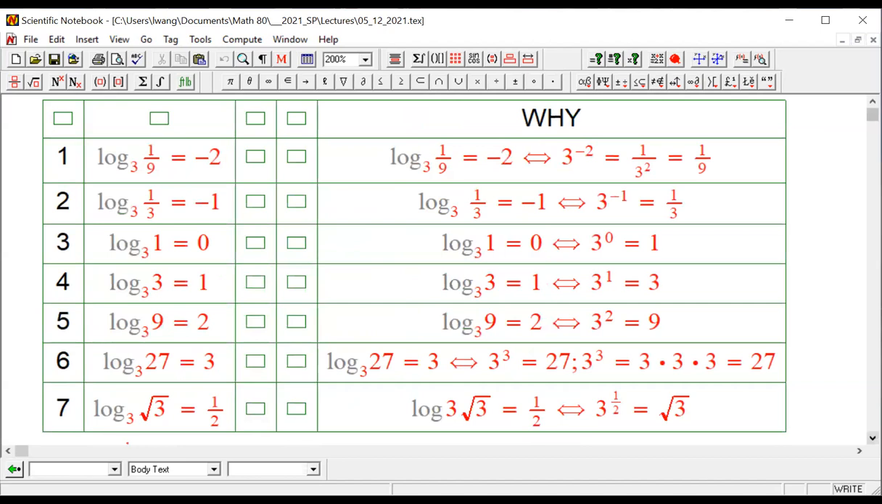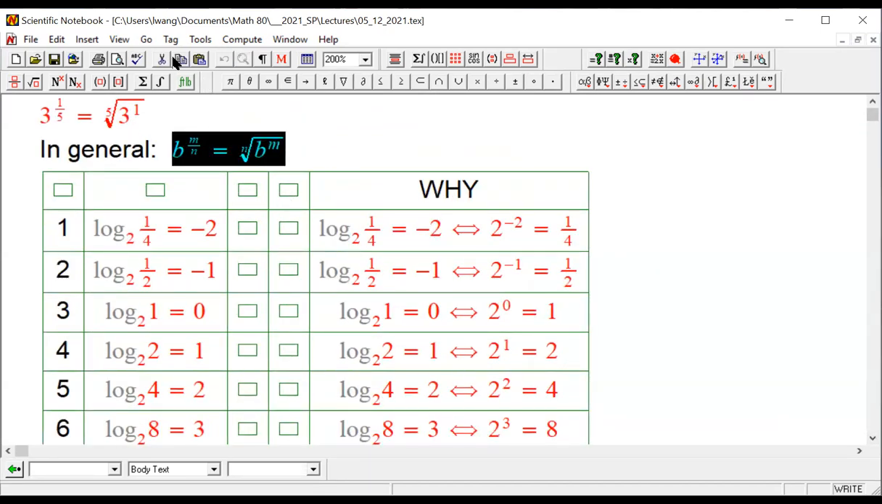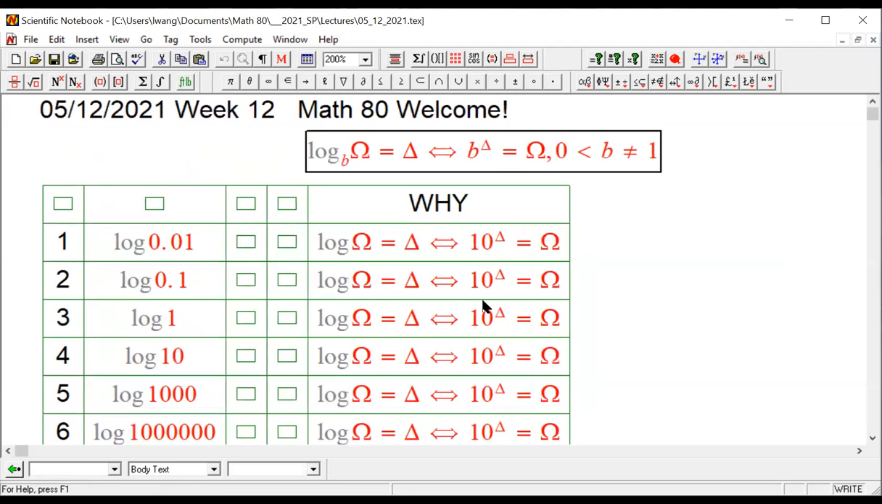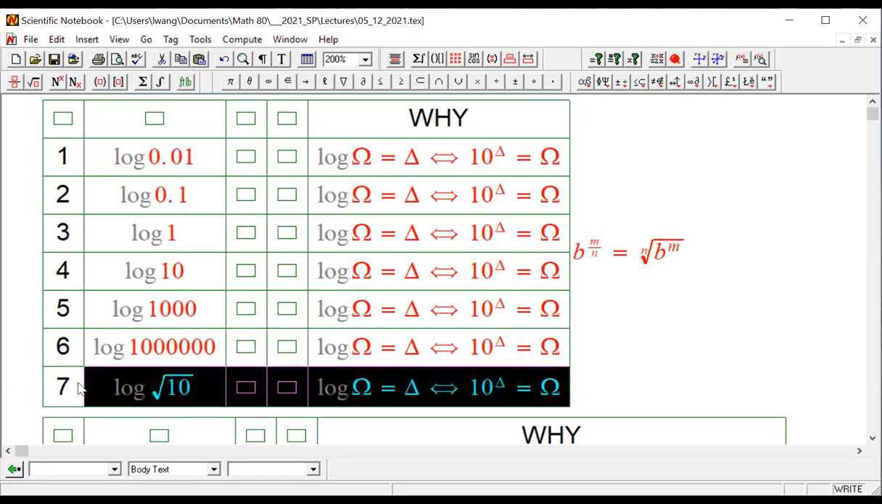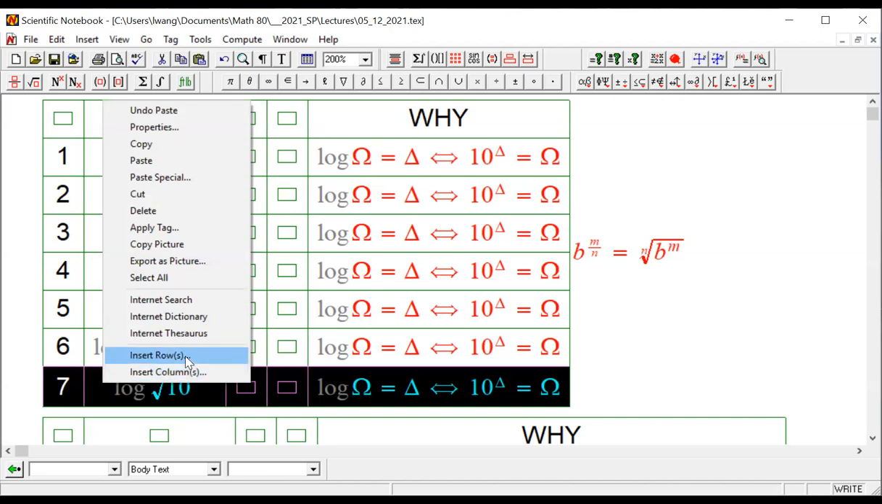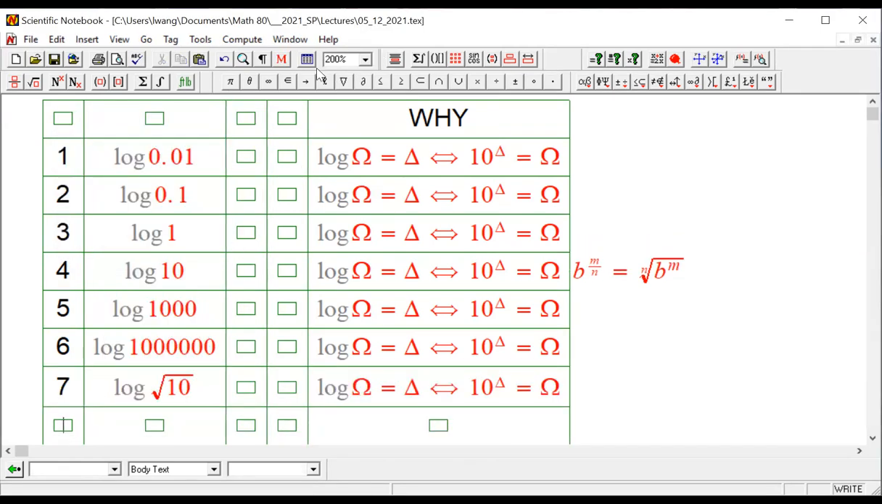I'm gonna bring back that general form for you, just in case you need it. And this time I'm adding a question, number 8. So you insert one more row, number 8. And this time it is log of the cubic root of 10.